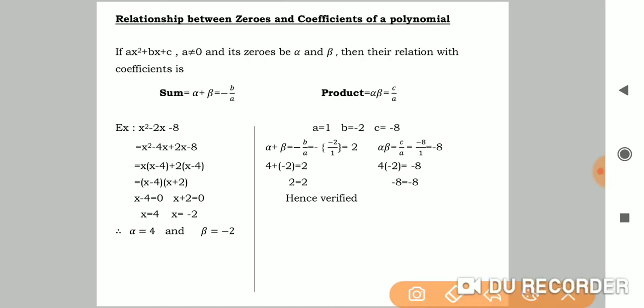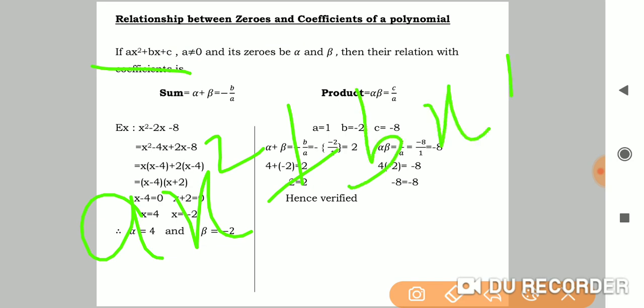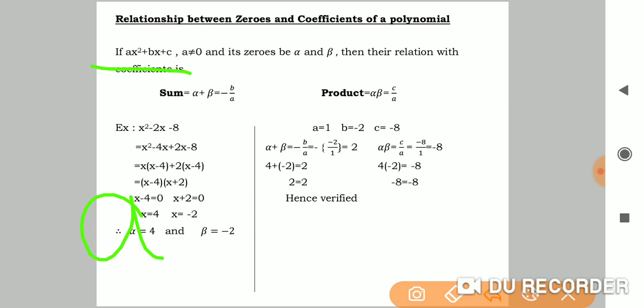The first content we are going to learn here is the relationship between zeros and coefficients of a polynomial. When we use the words zeros and coefficients of a polynomial, we are particularly mentioning that we are going to learn about a quadratic polynomial, that is ax square plus bx plus c, where a is not equal to 0. Now let alpha and beta be the zeros of this quadratic polynomial and their relations with the coefficients.